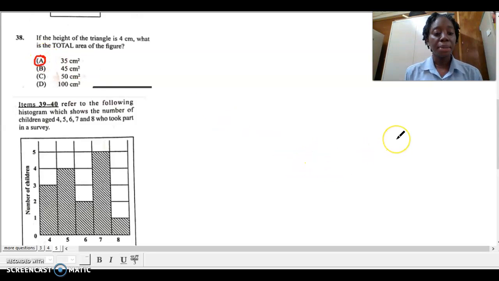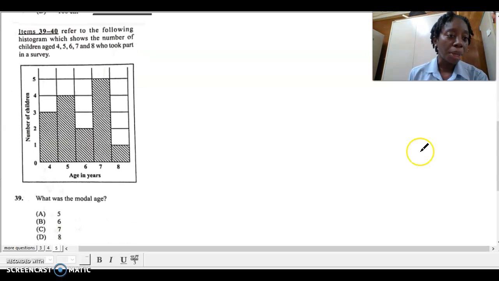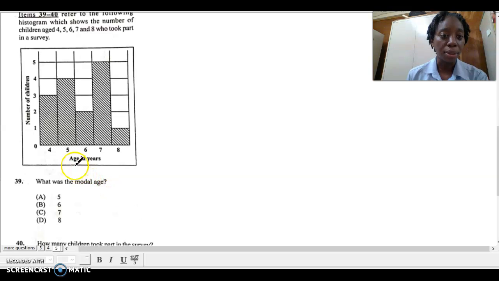Okay. Now, items 39 to 40 refer to the following histogram, which shows the number of children aged 4 to 8 who took part in a survey. So the information is as follows. Now, we have the number of children and we have the age in years. Now, what is the modal age? Now, the modal age would be the age with the highest frequency.